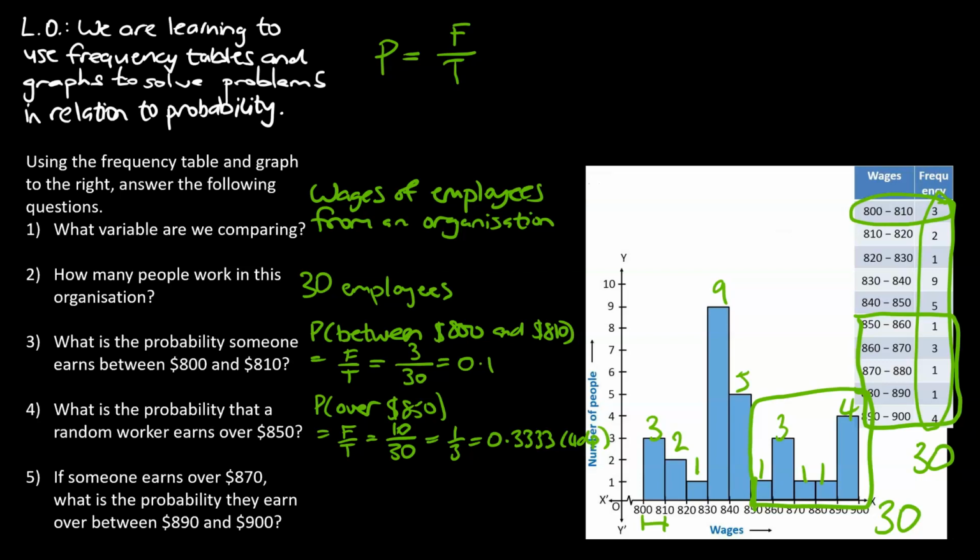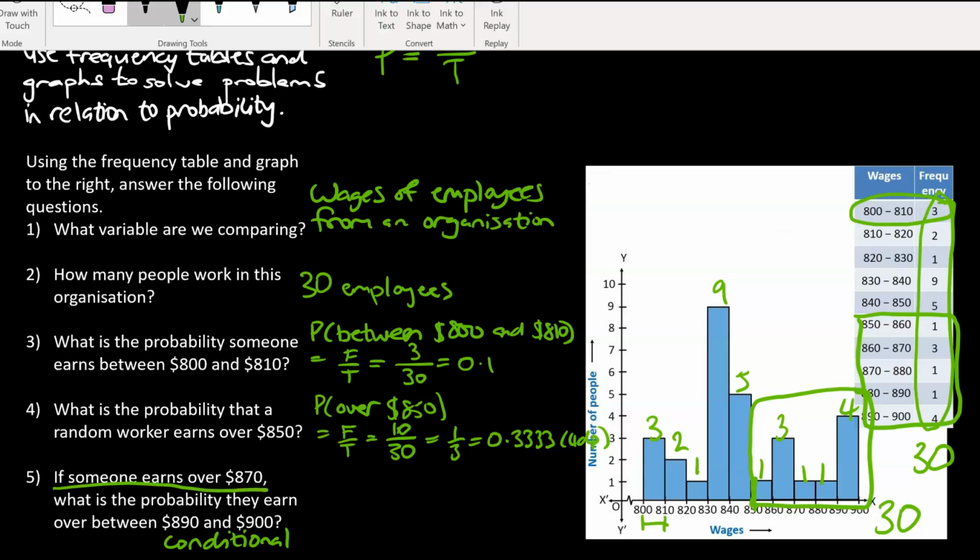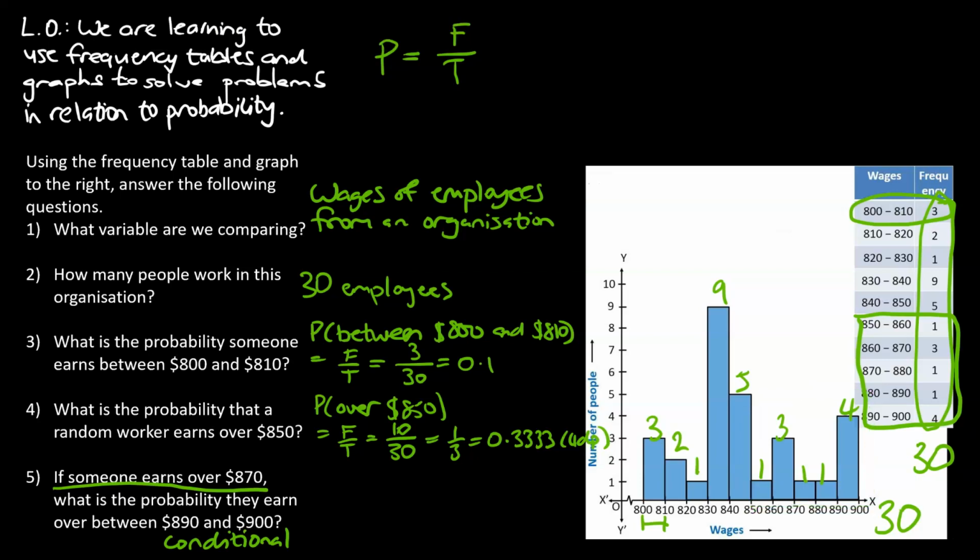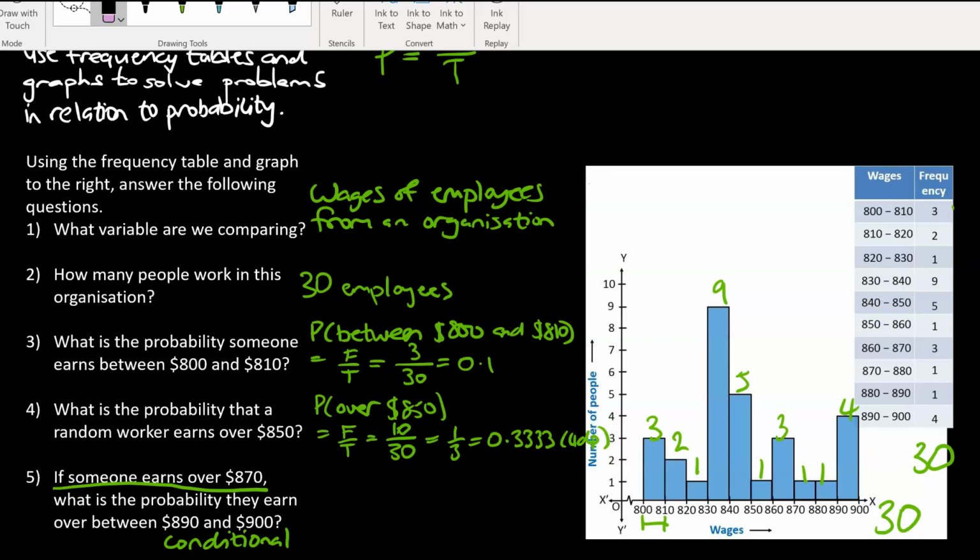And the final question, this is a bit trickier. This is something called conditional probability. So I've written that down there. We're going to be looking at that shortly. But conditional probability, if someone earns over $870. So the key thing is, if someone earns over 870. So we don't actually care about everyone anymore. So we don't care about all of the workers. We only care about a portion of the workers.